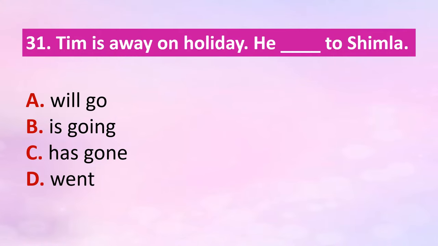Question number 31. Tim is away on a holiday. He dashed to Shimla. Option A, will go. Option B, is going. Option C, has gone. Option D, went. The correct answer is option C, has gone. He has gone to Shimla.